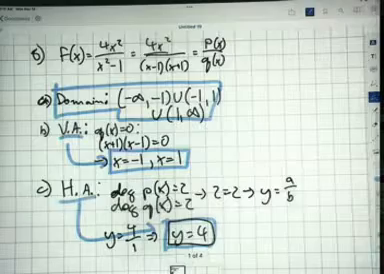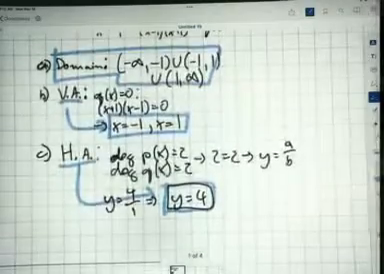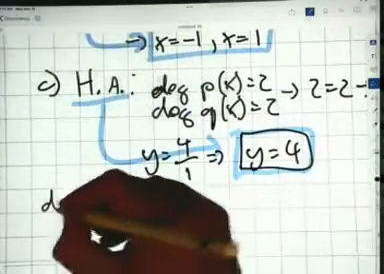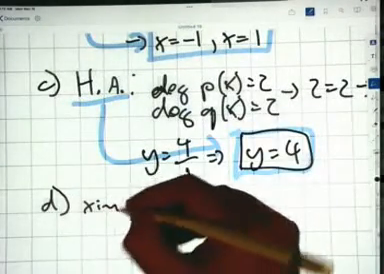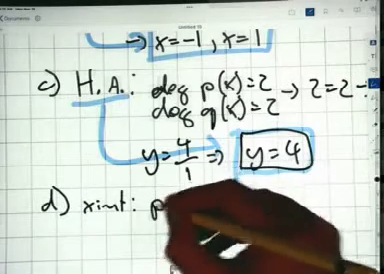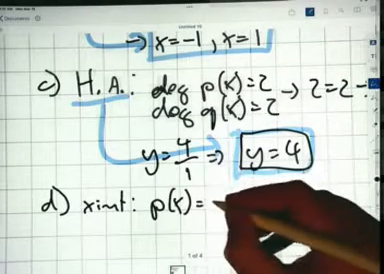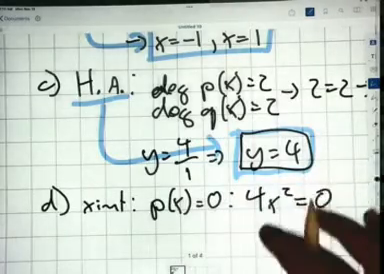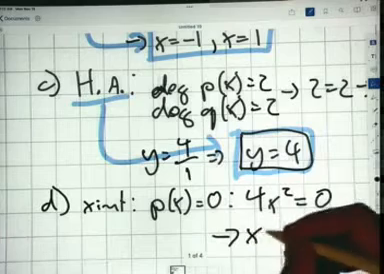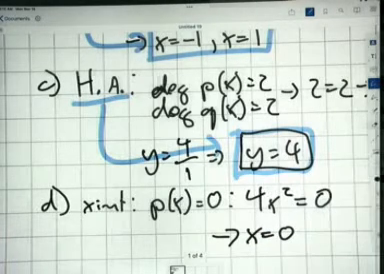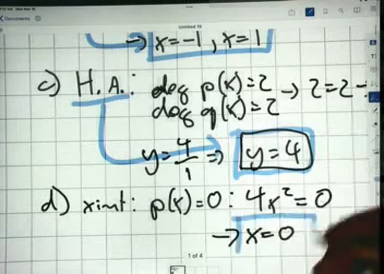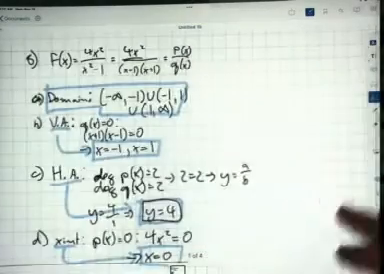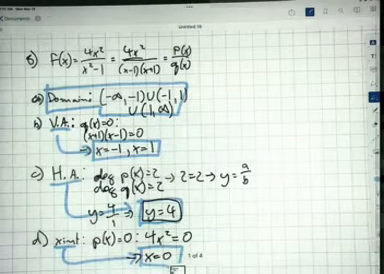Alright, the next question is find the x-intercepts, D. So to find the x-intercepts, you set P of x equal to 0. So if I have 4x squared equals 0, that means that x must be equal to 0.